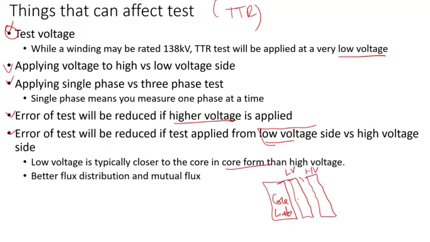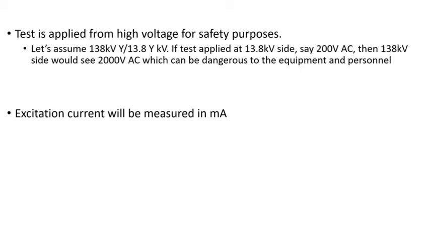So because low voltage is next to the core in core form, you have better flux distribution and mutual flux. The mutual flux that links the two windings is better. So that's why applying the voltage to the low voltage is better. But there is a safety concern with that. So test is applied from high voltage for safety purposes. Because when you apply a voltage, I'm going to talk about here.